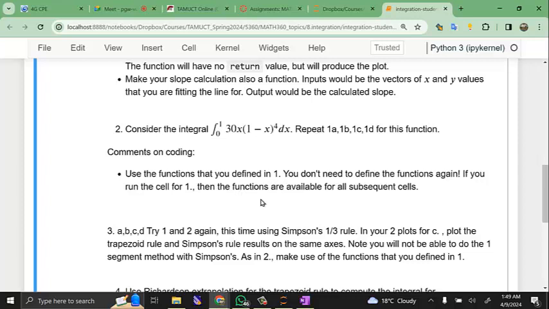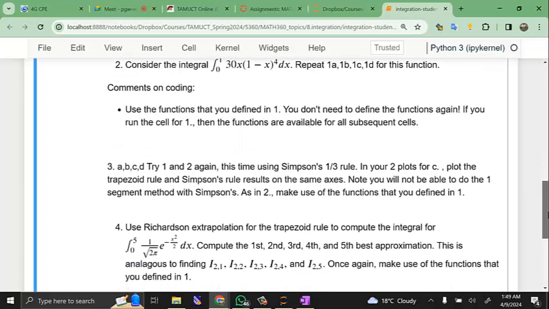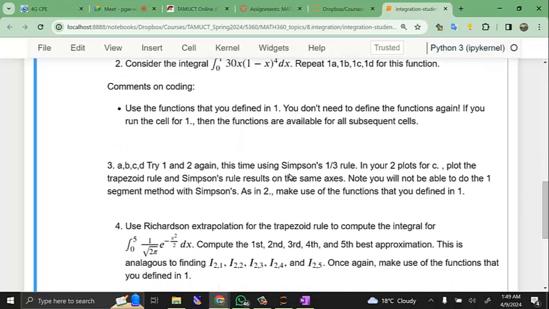Okay, so and then 3. Also, this will be almost nothing if you do part 1 correctly, because you're doing the same thing just using Simpson's rule. Now, in this case, in your 2 parts for plot C, do the trapezoid rule and Simpson's result on the same axes. And note you won't be able to do the 1 segment method with Simpson's. That's okay, you'll just have 1 fewer point. And as in 2, make use of the functions you defined in 1.